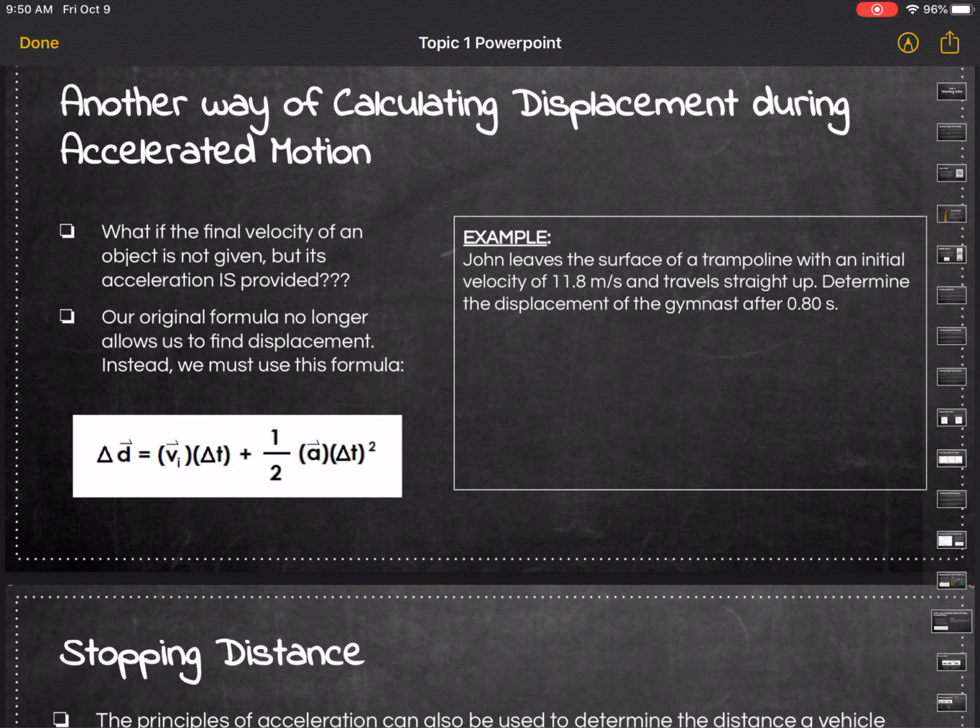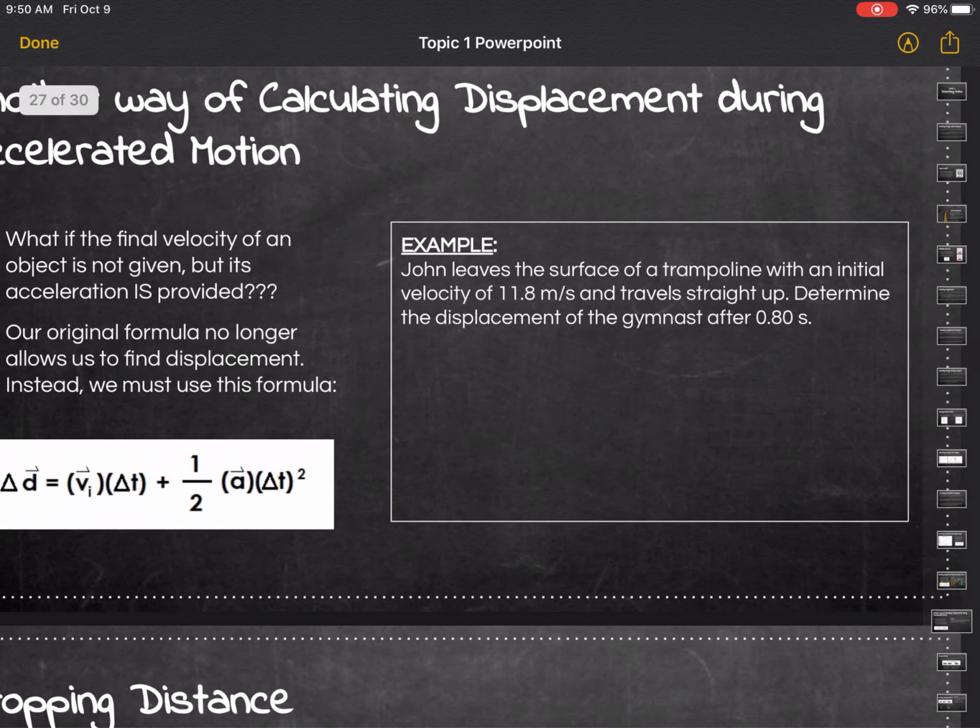Another way of calculating displacement during accelerated motion is when the final velocity of an object is not given. What if the final velocity of an object is not given, but its acceleration is provided? Our original formula no longer allows us to find displacement. Instead, we must use this formula.